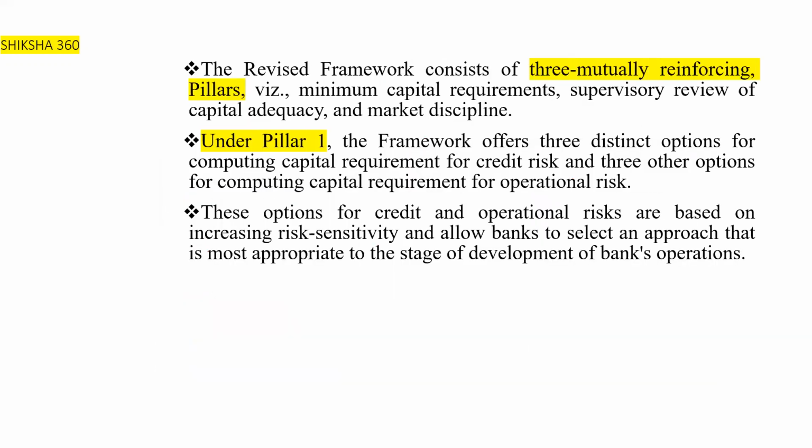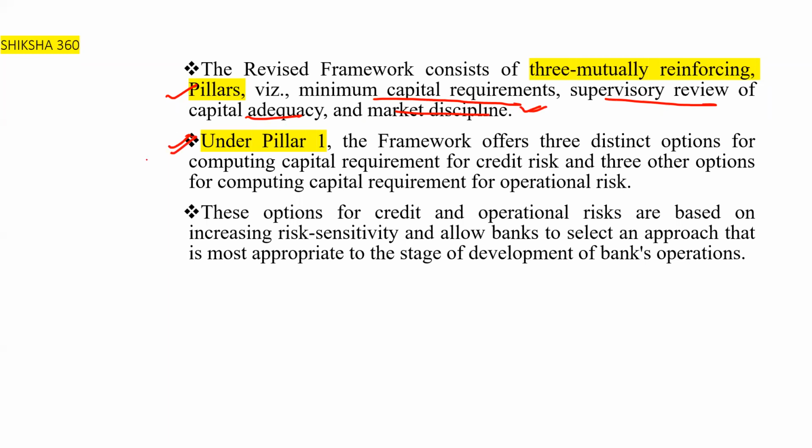So let's move. The revised framework basically consists of three mutually reinforcing pillars: minimum capital requirement, supervisory review of capital adequacy, and market discipline. Now let's start with pillar 1.